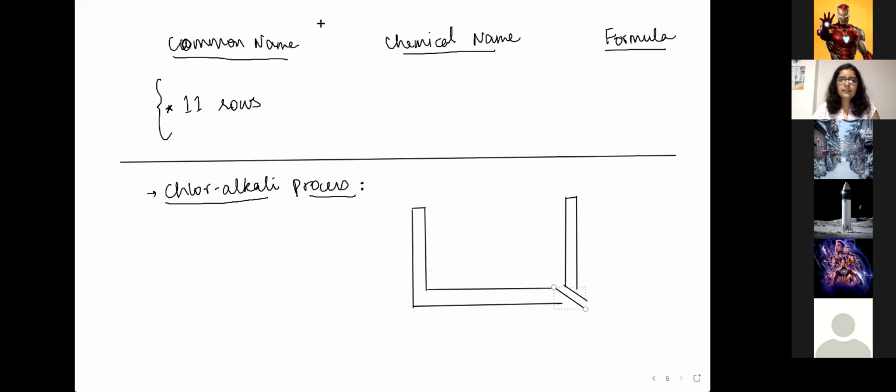Oh, so you started the salt part of it, right? Okay. For the salt, this is quite important. Make a table: common name, chemical name, formula. We'll be writing 11 salts in this. We'll be covering 11 salts, so give yourselves 11 rows. And after that, whatever extra notes there are, continue writing from below that. Okay, ma'am.